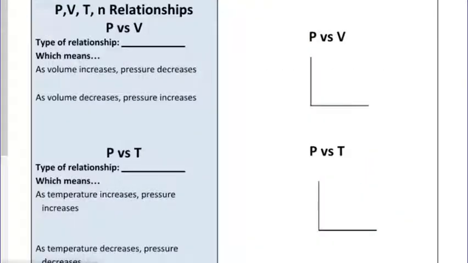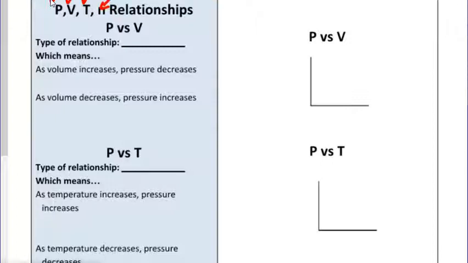We're going to talk about the variable relationships that we'll be analyzing. And so we've already talked about P in terms of pressure. Last unit, we talked about V in terms of volume. T is going to represent temperature, but N is a new variable that we're going to simply refer to as the number of particles.